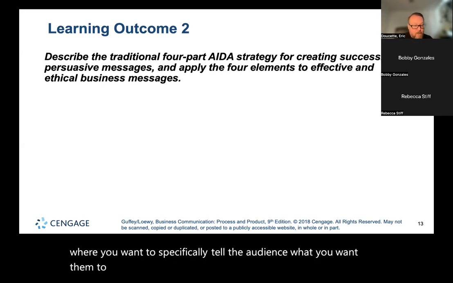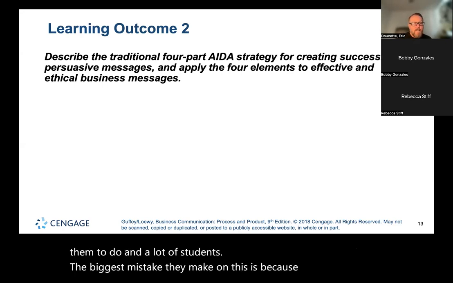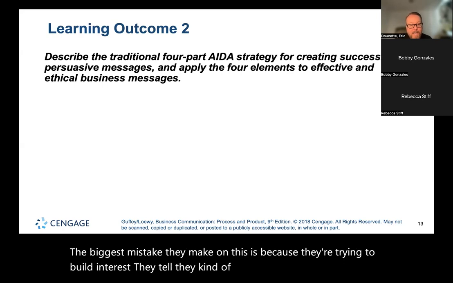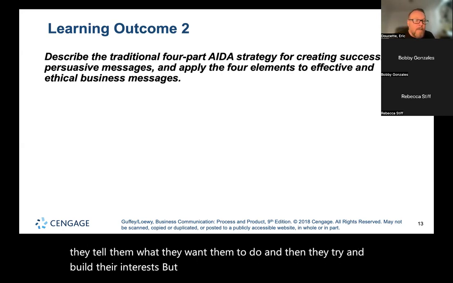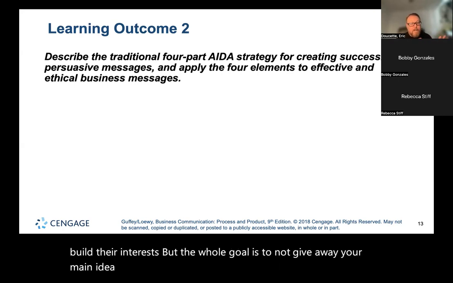And a lot of students, the biggest mistake they make on this is because they're trying to build interest, they kind of let the cat out of the bag and they tell them what they want them to do, and then they try and build their interest. But the whole goal is to not give away your main idea until you've already built their interest.